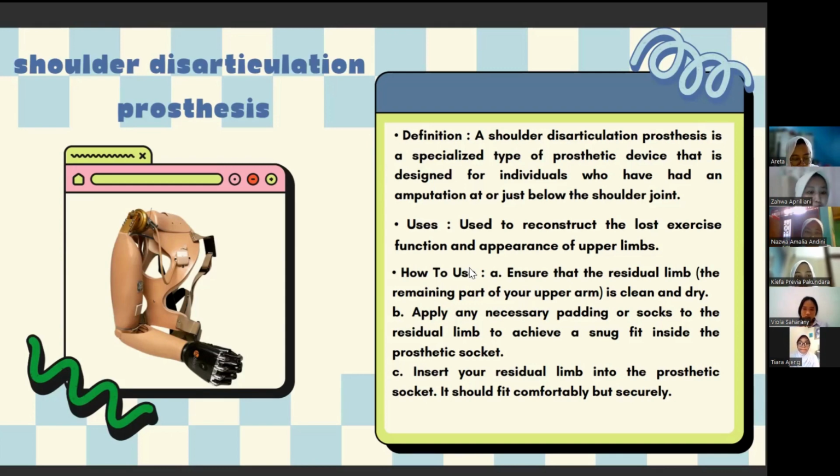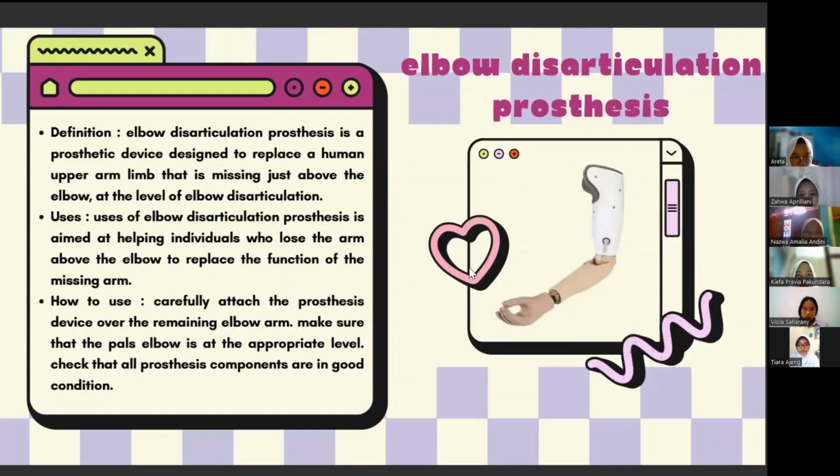The next slide will be presented by Kieva. Kieva, time is yours. Okay, thank you, Zahwa. The next topic is elbow disarticulation prosthesis. Definition: elbow disarticulation prosthesis is a prosthetic device designed to replace a human upper arm limb that is missing just above the elbow at the level of elbow disarticulation.